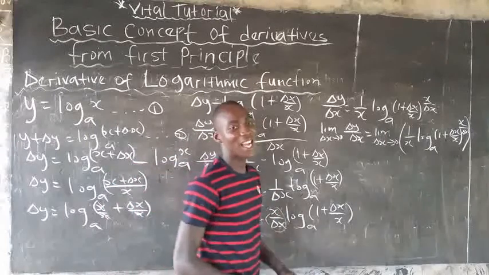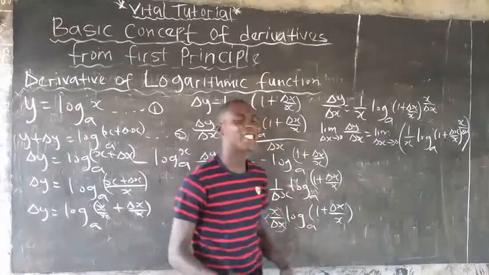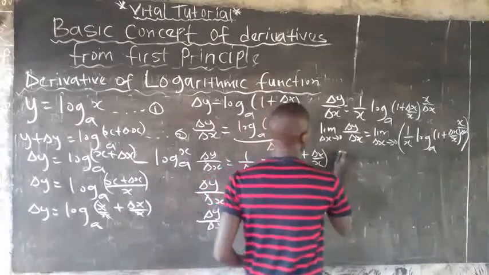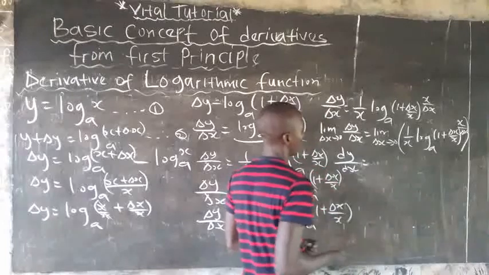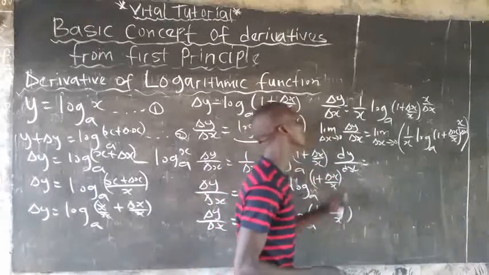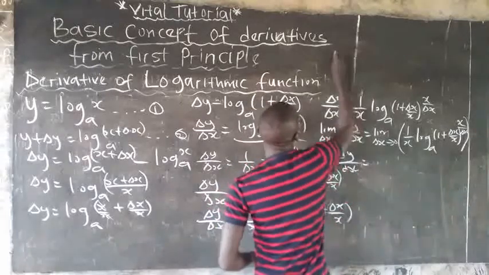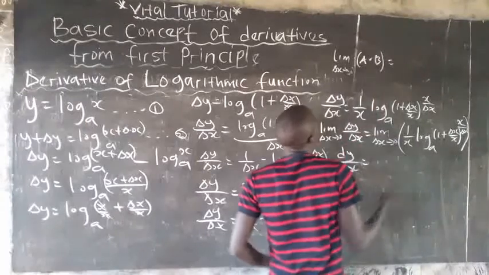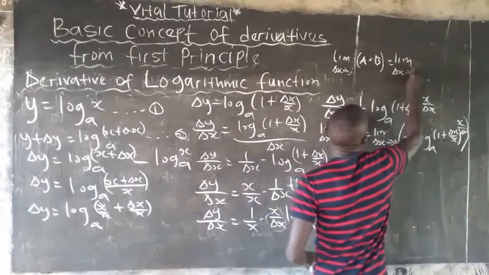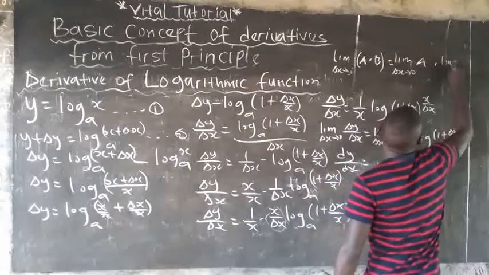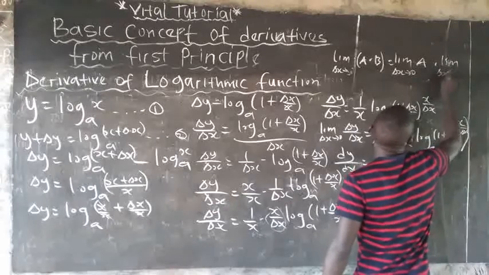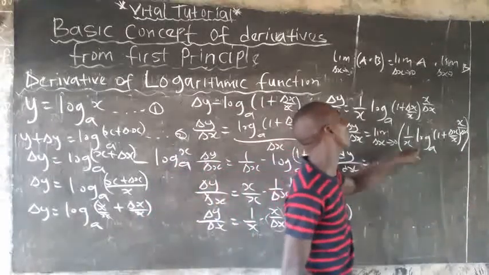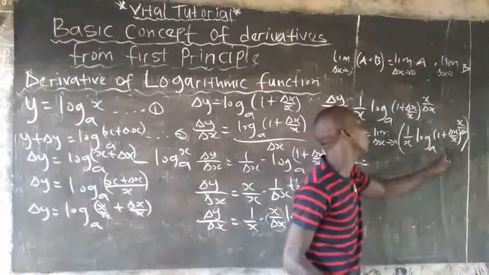So the limit, I've said it in my previous video, the limit as change in s approaching 0 of change in y over change in s is nothing but dy over ds. So I have to take the limit part by part, because it is obvious that the limit as change in s approaching 0 of a multiplied by b is equal to the limit of a multiplied by the limit of b. So it is obvious it exists. So I'll just take the limit as change in s approaching 0 of 1 over s, and the limit as change in s approaching 0 of log of this.